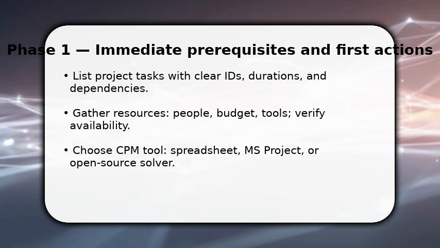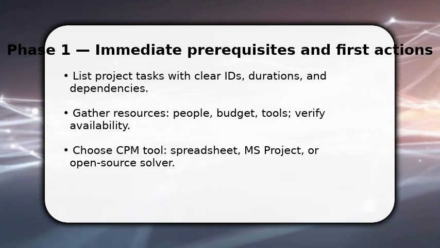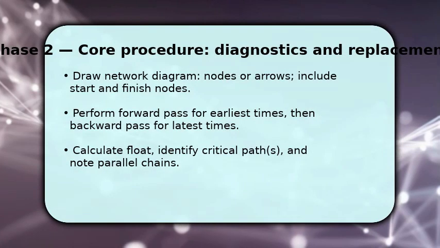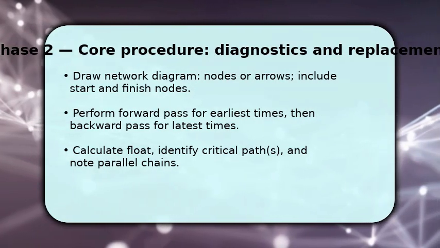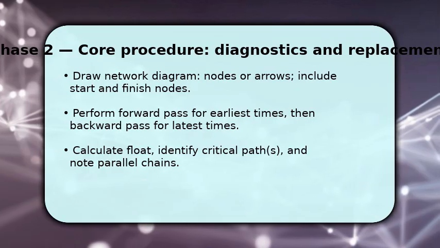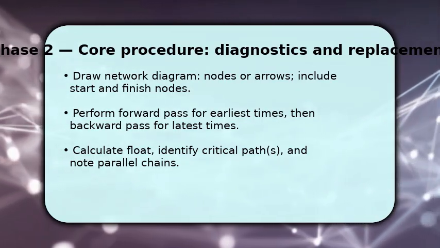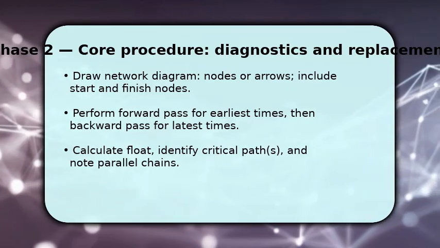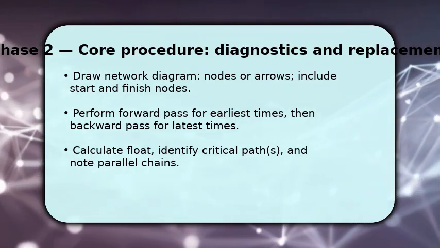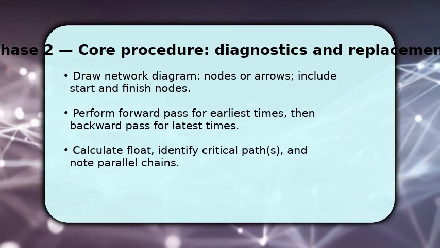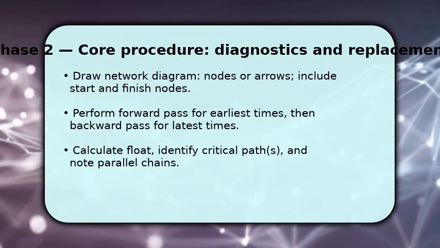Now that inputs are ready, you can build the network diagram immediately. Next, construct the network diagram visually so you can trace flows, use nodes for tasks or arrows for dependencies, whichever your team understands. Perform a forward pass to compute earliest start and finish times, and then a backward pass to derive latest times. This reveals task float.